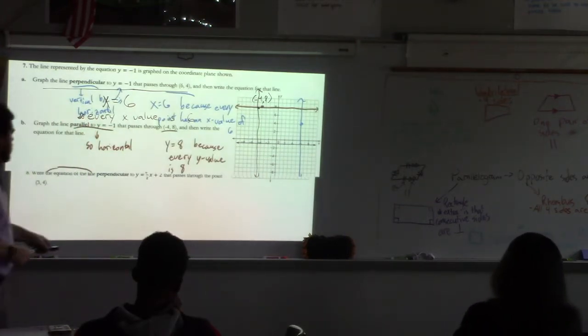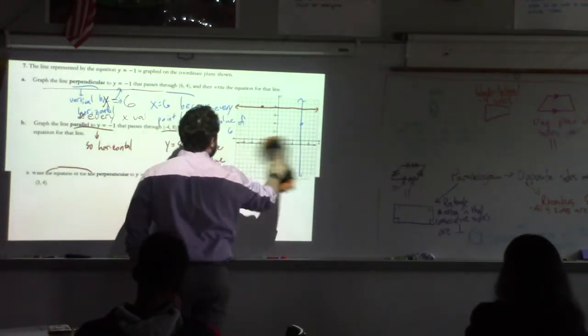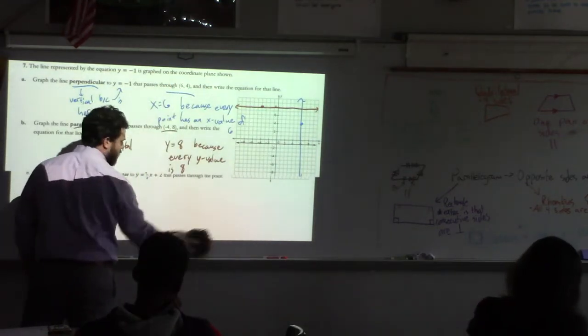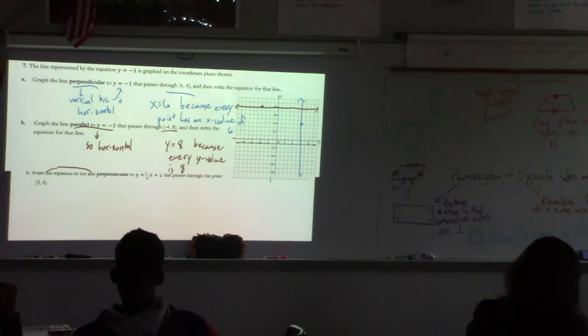This is what I did. This is how I approached this problem. Notice all I did was I graphed my points. See how I justified my details. Graph the line perpendicular to y equals negative 1. That told me immediately that it's vertical because y equals negative 1 is horizontal. I wrote the equation x equals 6 because every point has an x value of 6.